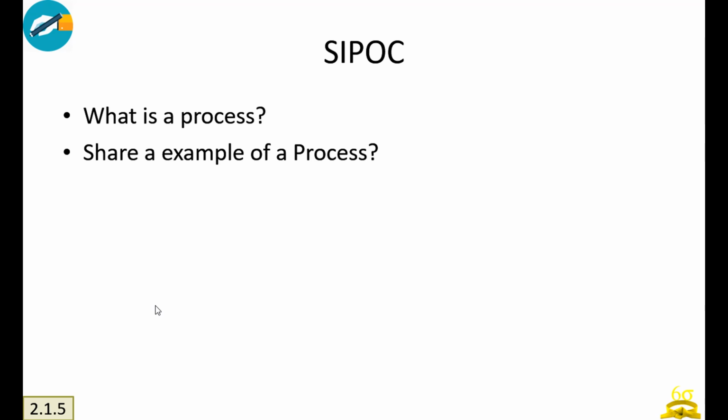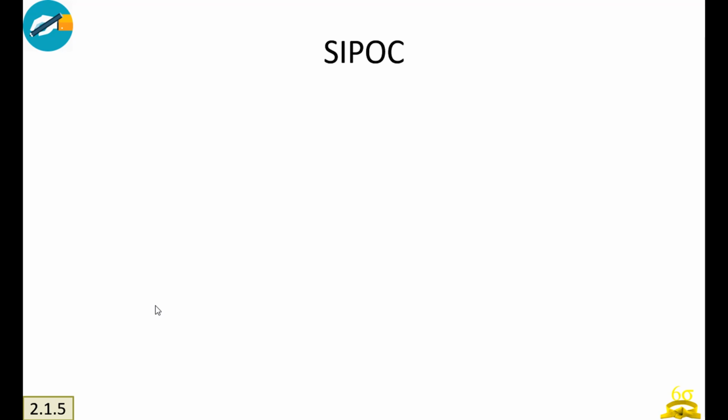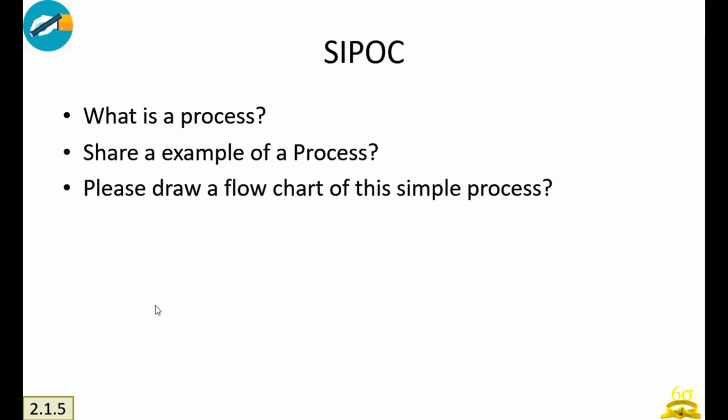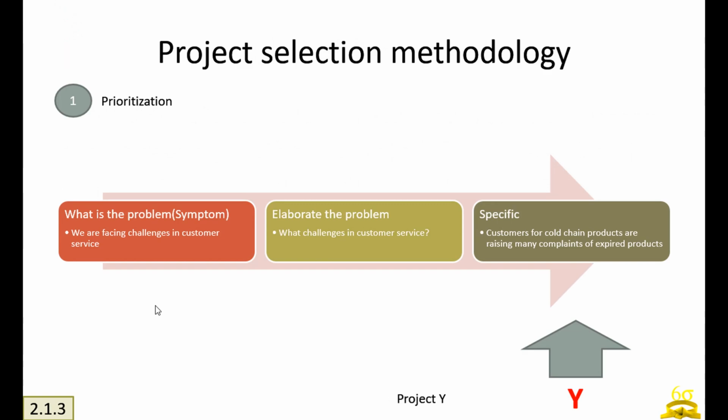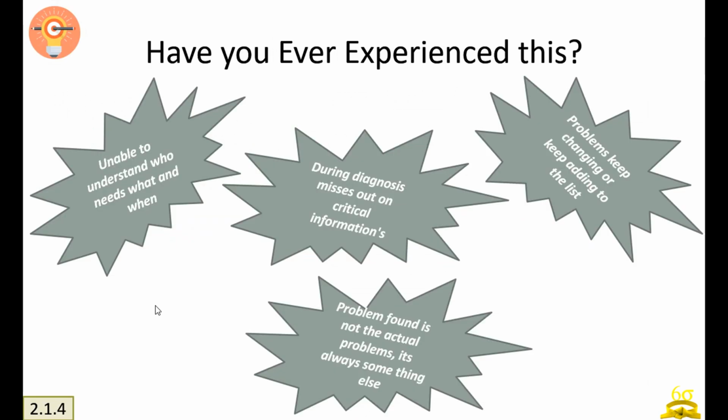So I gave you an example of what a process is. It's a sequence of steps. We already studied it in the first part of the yellow belt sessions. I already showed you an example and a broad flow chart of this simple process flow, which we rewrite as a SIPOC, right? So what is the use? If we go back to what I showed you earlier, what can it answer? Unable to understand who needs what and when, that is clarified, right?